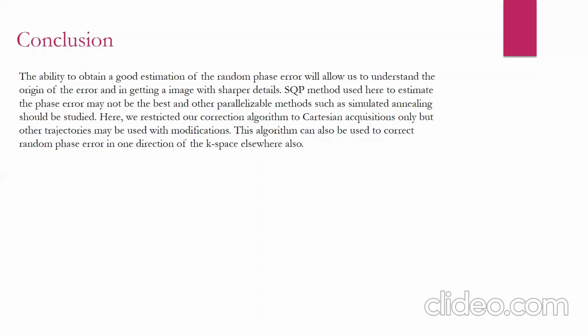Here we are using the SQP method, sequential quadratic programming, for estimating the phase errors. We can also use other methods because SQP may not be an ideal one. We can use methods like simulated annealing and check the results. Here we also restricted our algorithm to Cartesian acquisitions only. We can also use it for other trajectories but with modifications. The algorithm we developed can also be used to correct random phase errors in one direction of k-space elsewhere also.